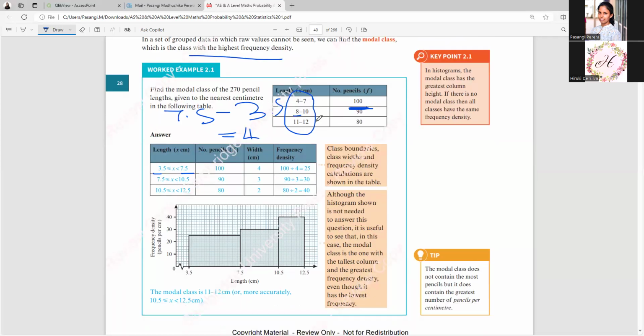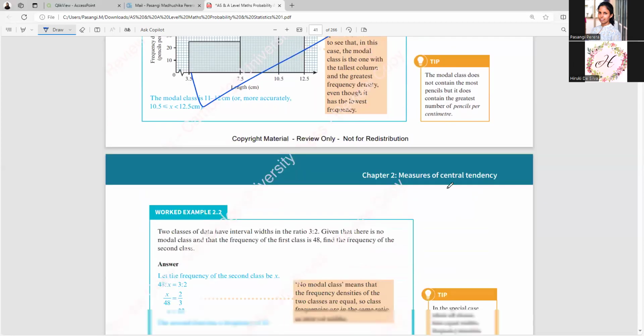So according to this, what will happen? The modal class would be, I guess, 11 to 12, because that is the highest frequency density value, which is 40. That means 10 to 12 is the one. Then we can draw the frequency density table as well. For this, we have the frequency densities as the y-axis, and for the x-axis, we have the lengths. That's how we normally calculate it. Okay, that's it.